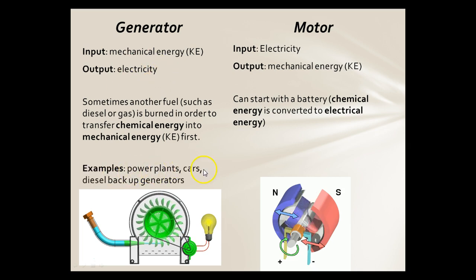Examples of generators: power plants, your car has a generator, diesel backup generators. Examples of motors: fans, cars, blenders, all those things. You put in electricity and you get out mechanical energy.